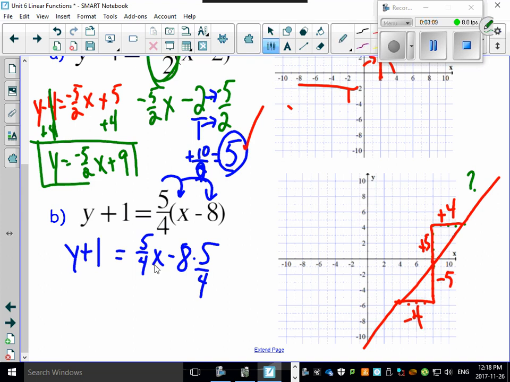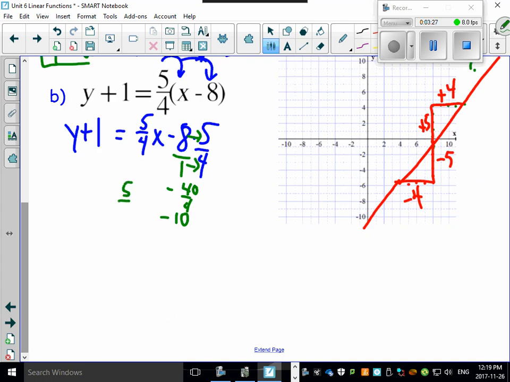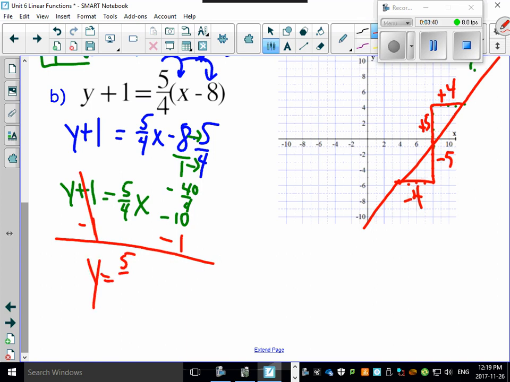Now, we have to do our nice little fraction stuff. 8 times 5 is 40 divided by 4. So 40 divided by 4 works out to be, guess what? Yep, 10 it is. So you have 5 over 4x minus 10 equals y plus 1. Now, over here, subtract the 1. Subtract the 1. That cancels, leaving you your y equals 5 over 4x minus 11. There it is in y equals mx plus b form.